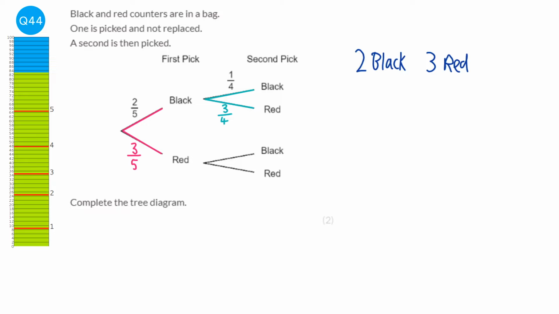And finally, we've got these two here. Now these two here we're not given any fractions for, but given the fact that we started with 2 black and 3 red, we've picked one of the red, so we've got 1 less red, and that means we've got 2 black counters and 2 red counters. So it means that the probability of picking a black is 2 over 4, or 1/2, and the probability of picking a red is 2 over 4, or 1/2.